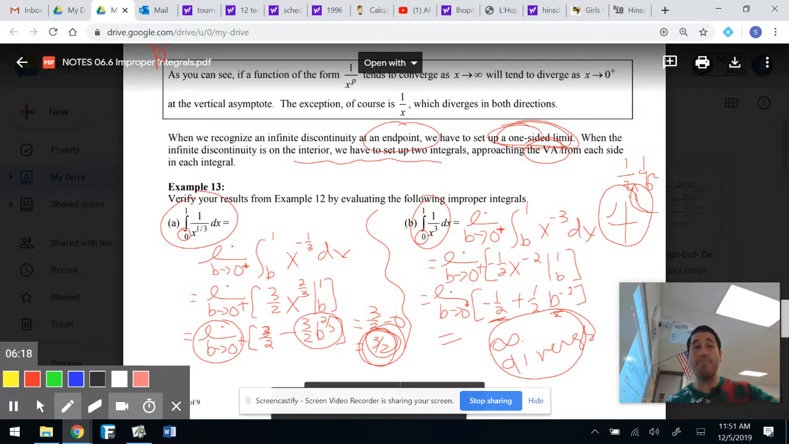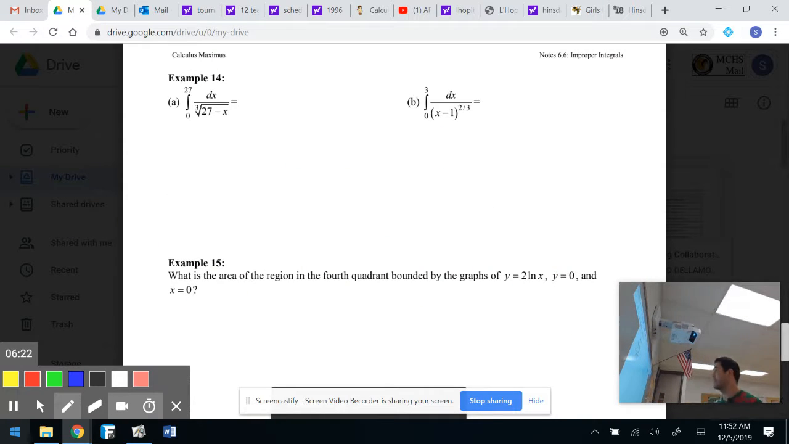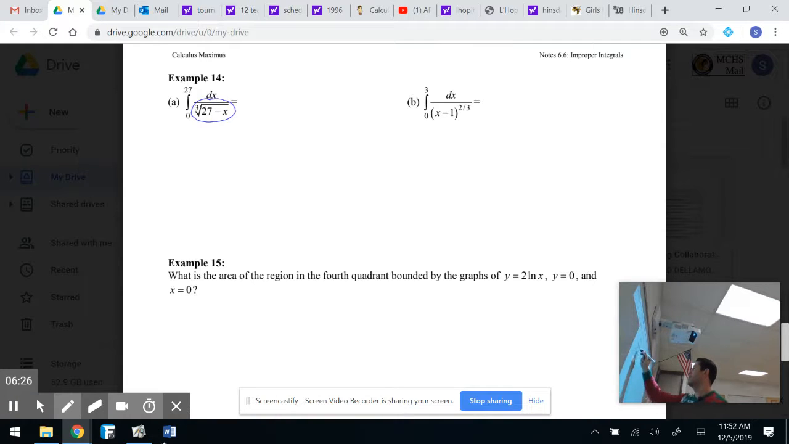All right, example 14. Okay, let's try blue maybe this time. All right. Whoa, that guy's in the bottom. Says we're going to go to 27, but 27 wouldn't be good, right? That wouldn't be in my domain. That'd give me a D and E. But maybe I could still get it. Maybe I'll get an answer.